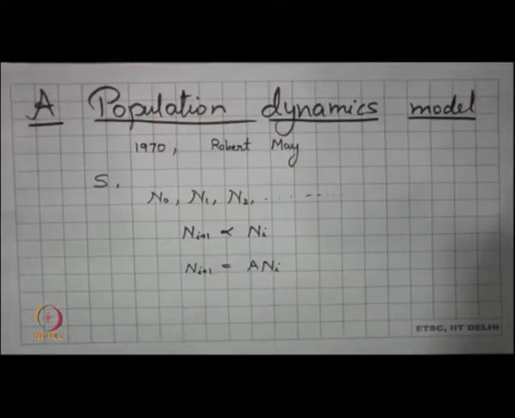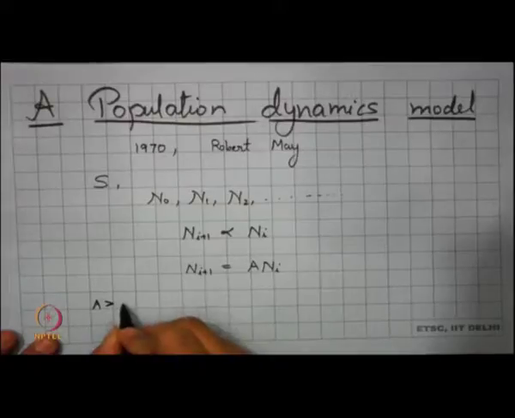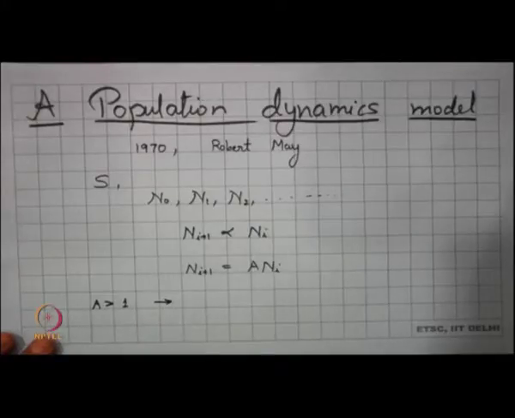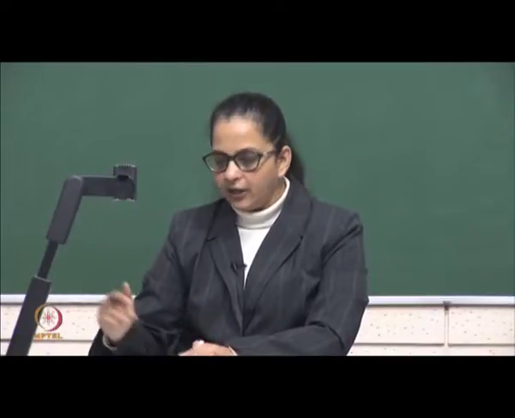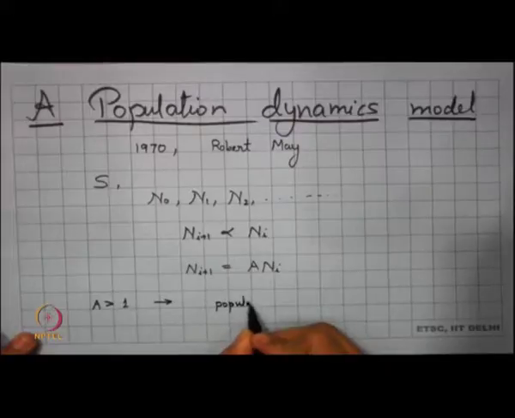Now, what happens if this A is greater than 1? If A is greater than 1, then it is observed that the population in the subsequent years, you start with N0, N1, N2 and so on, tends to infinity, and basically the population explodes. So, in this case the population explodes.